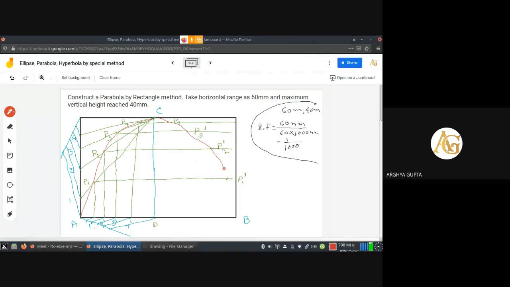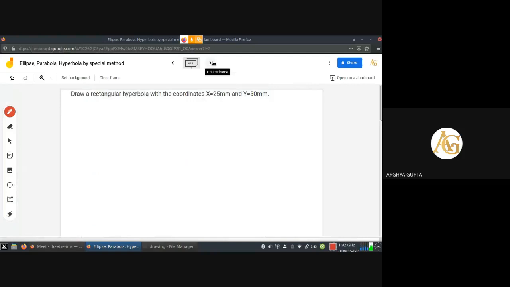To draw the complete parabolic curve. So this is the part of a parabola. If a ball is thrown at 45 degrees, the maximum height reached will be at the mid, and it will be a parabolic path. So the parabola has been constructed by the rectangle method.